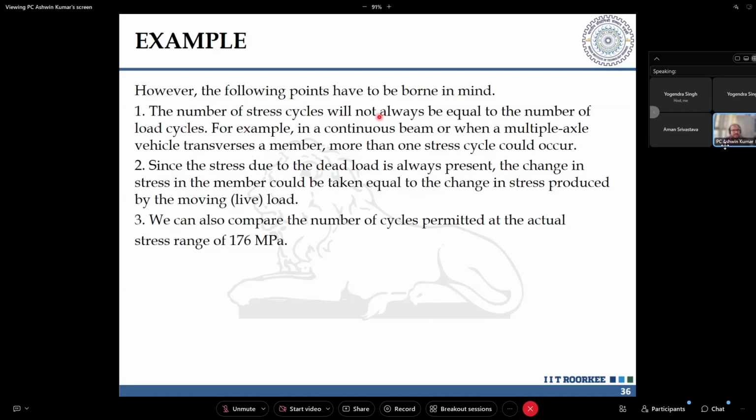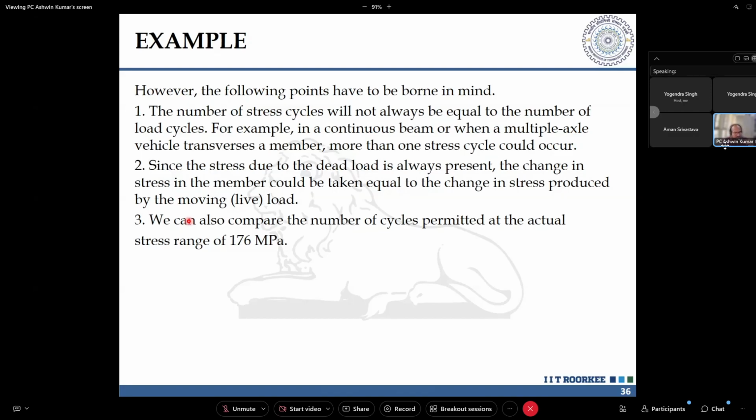The number of stress cycles will not always be the same. What you have to keep in mind is that the number of stress cycles will not always be equal to the number of load cycles. In the case of a vehicle moving on top of a bridge, you are not saying that one wheel has moved in, so there will be only one stress cycle. There are multiple wheels moving behind. So even for that particular rolling motion, there will be many load cycles, right? And then dead load is already present in the structure. There is no fluctuation due to dead load. The problem that happens in fatigue is due to the change in stresses produced by the moving live load. So dead load is not creating a problem for you. It is the fluctuation of stresses when the live load moves or the vehicle moves. That is where the fatigue analysis comes into the picture, right?